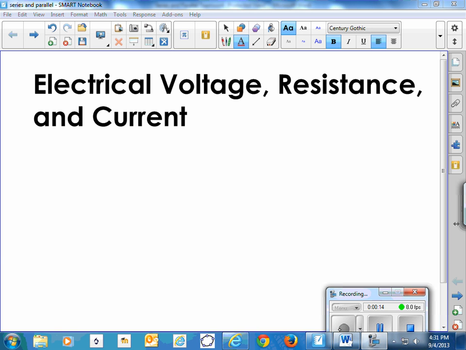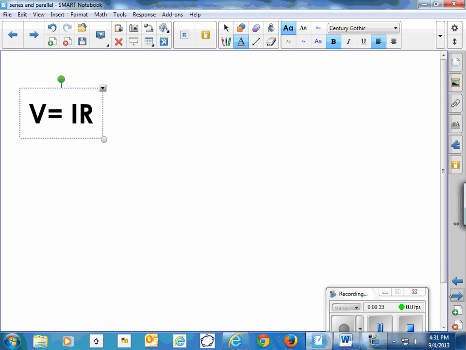Voltage can be compared to how high a waterfall is. Current can be compared to how much water is flowing in a river going over the waterfall, for example. And resistance is kind of like friction. It's trying to slow things down. Voltage is equal to the current times the resistance.